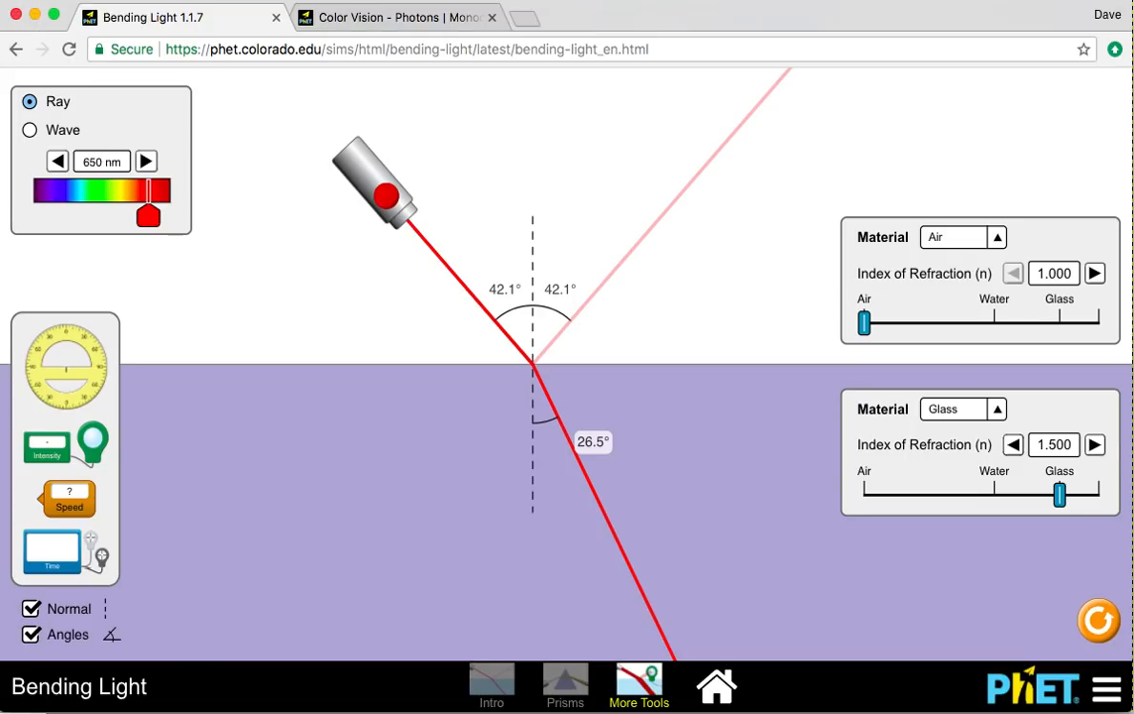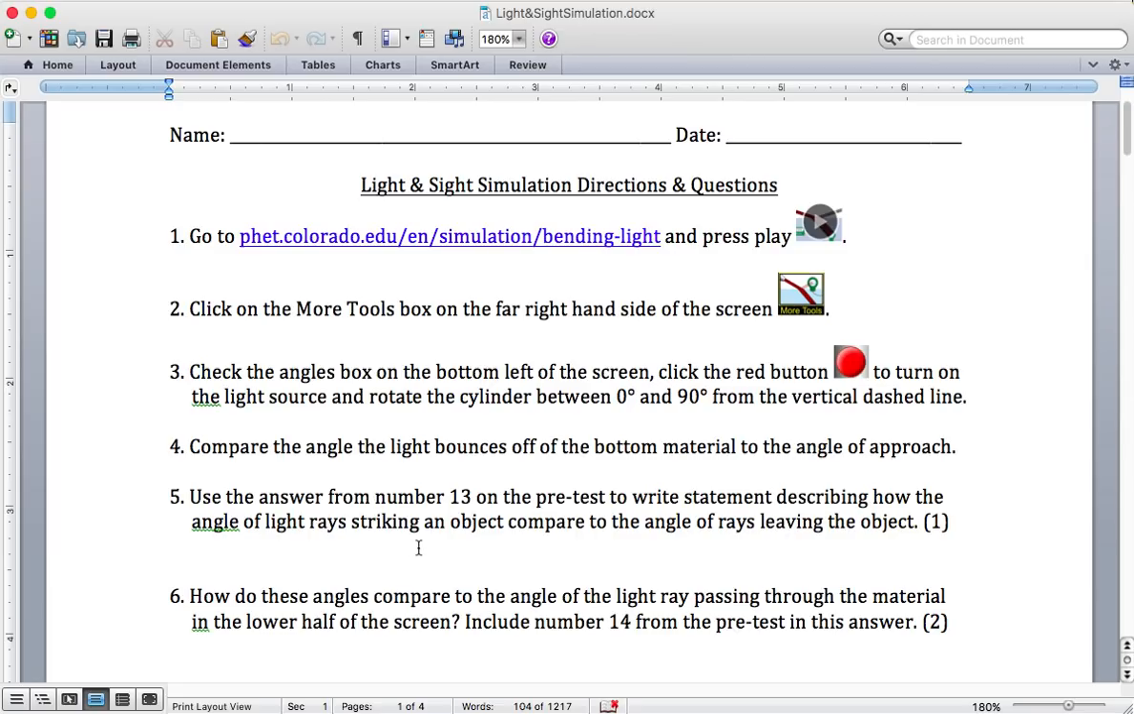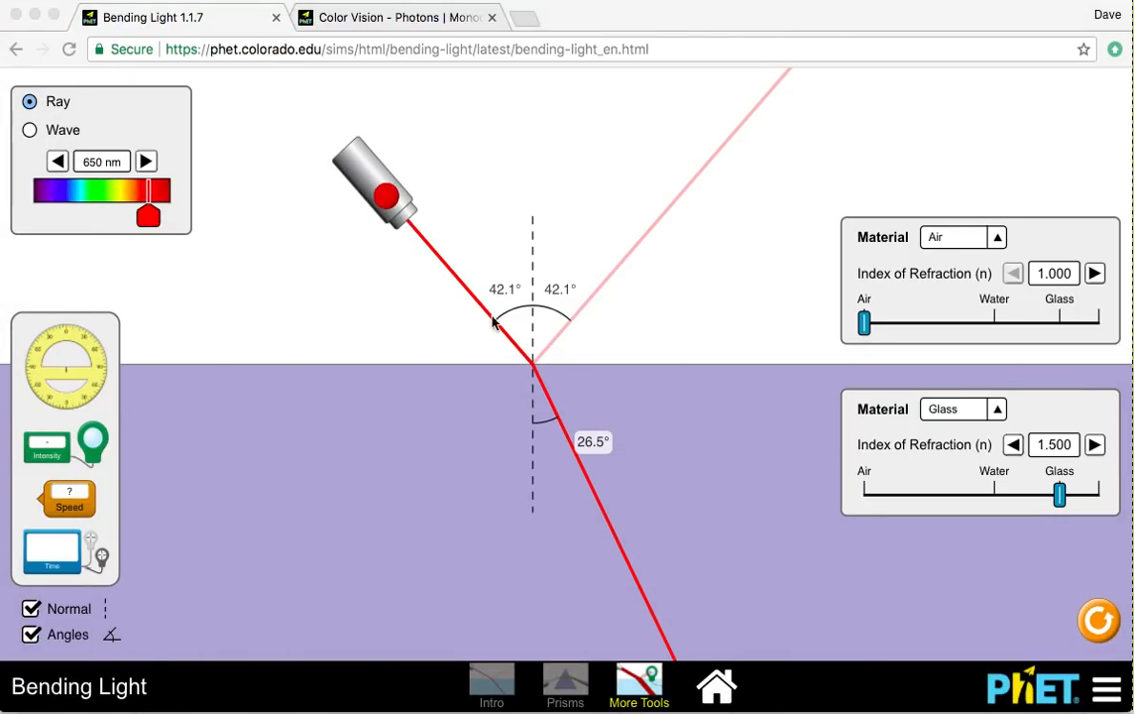Just jumping back to the simulation, you're supposed to say something here about how the angle of incidence is always equal to the angle of reflection. You're going to have to illustrate this and explain it and label it on your test. So make sure you understand what you're seeing here. The angle that light strikes an object is always equal to the angle that it leaves the object after it's reflected. And it's true about these angles as well as these angles here.